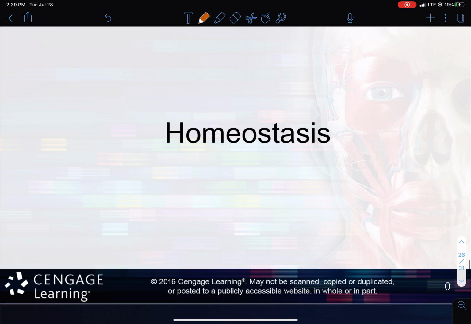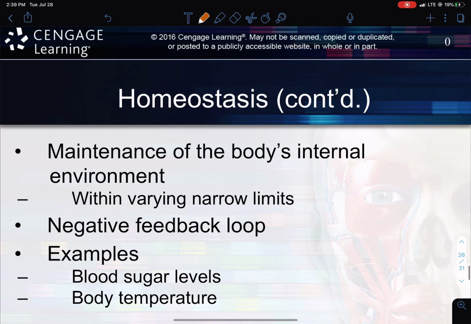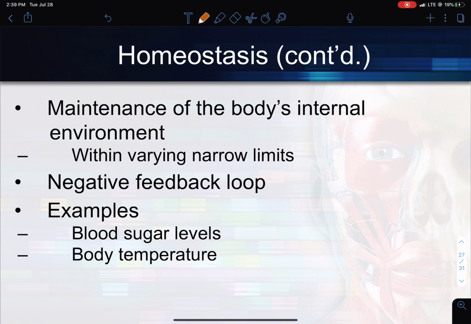All right, so what is homeostasis? You've said homeostasis so many times. Homeostasis is this balancing act that your body is doing every single day, all day, every day, in many different capacities. And the good news is you never have to think about it.